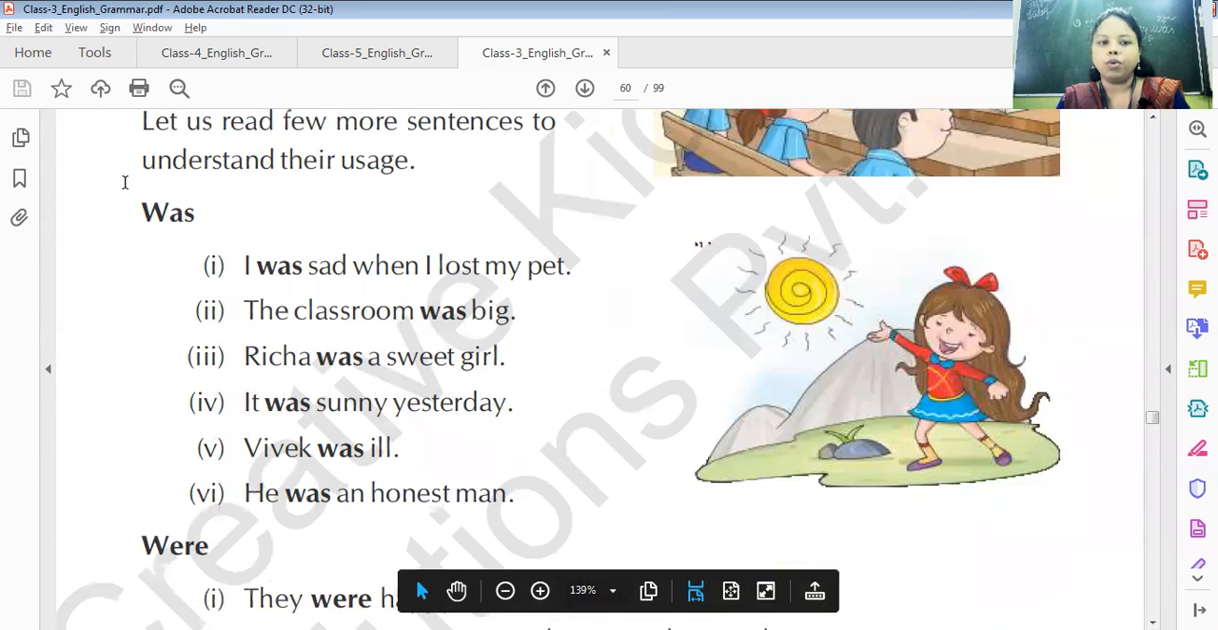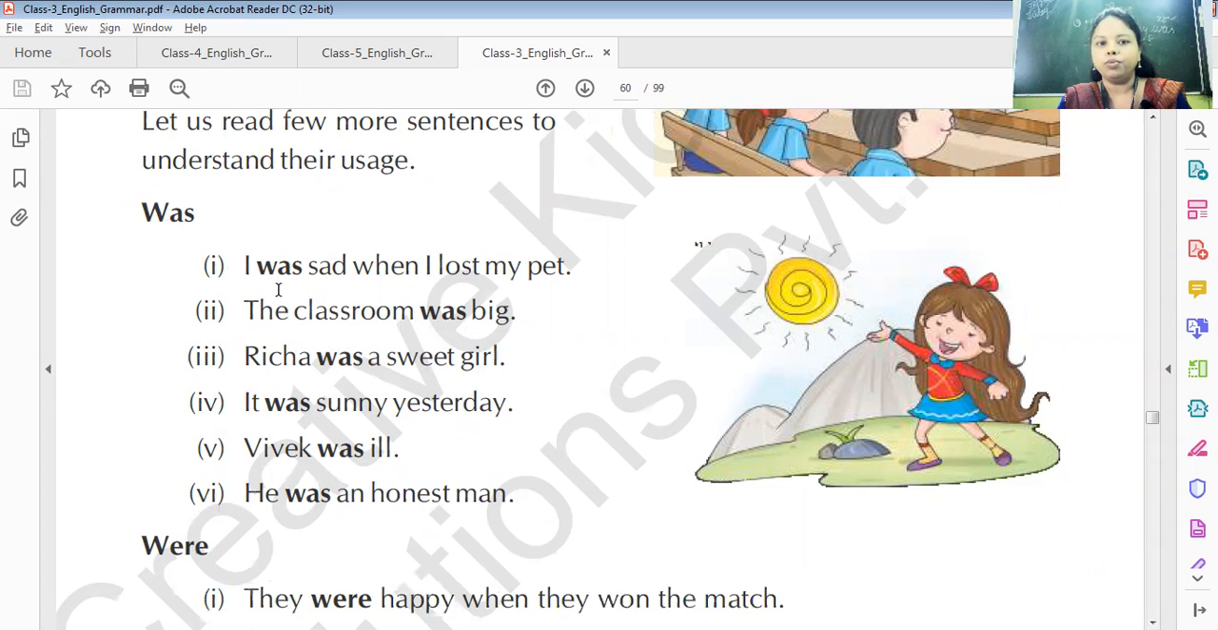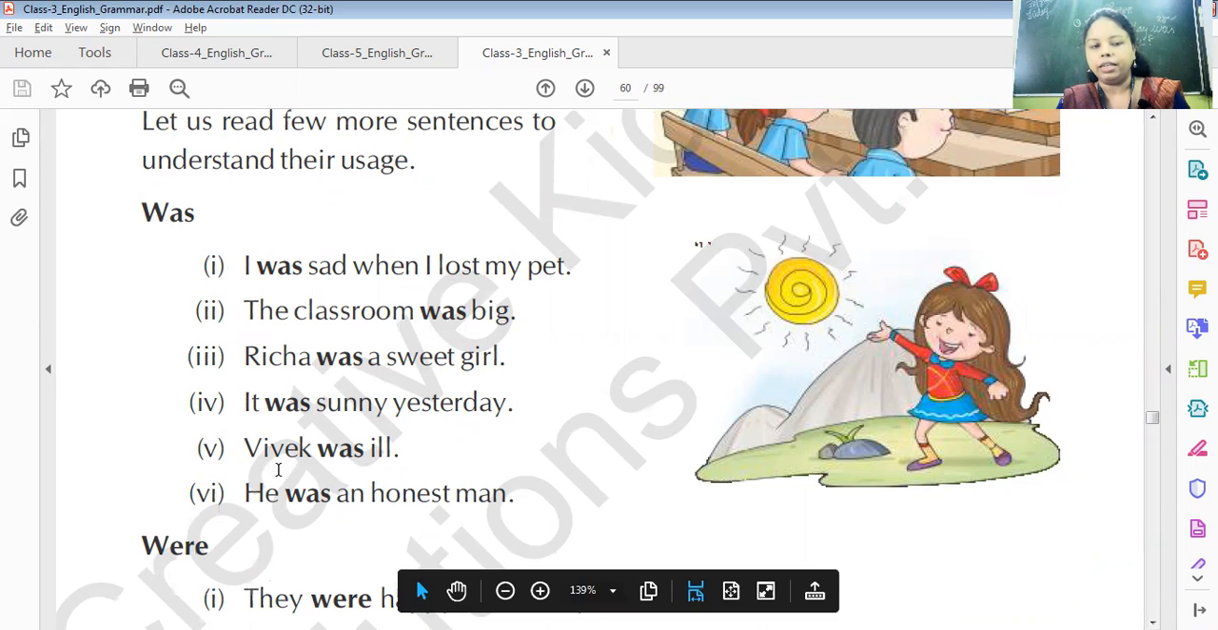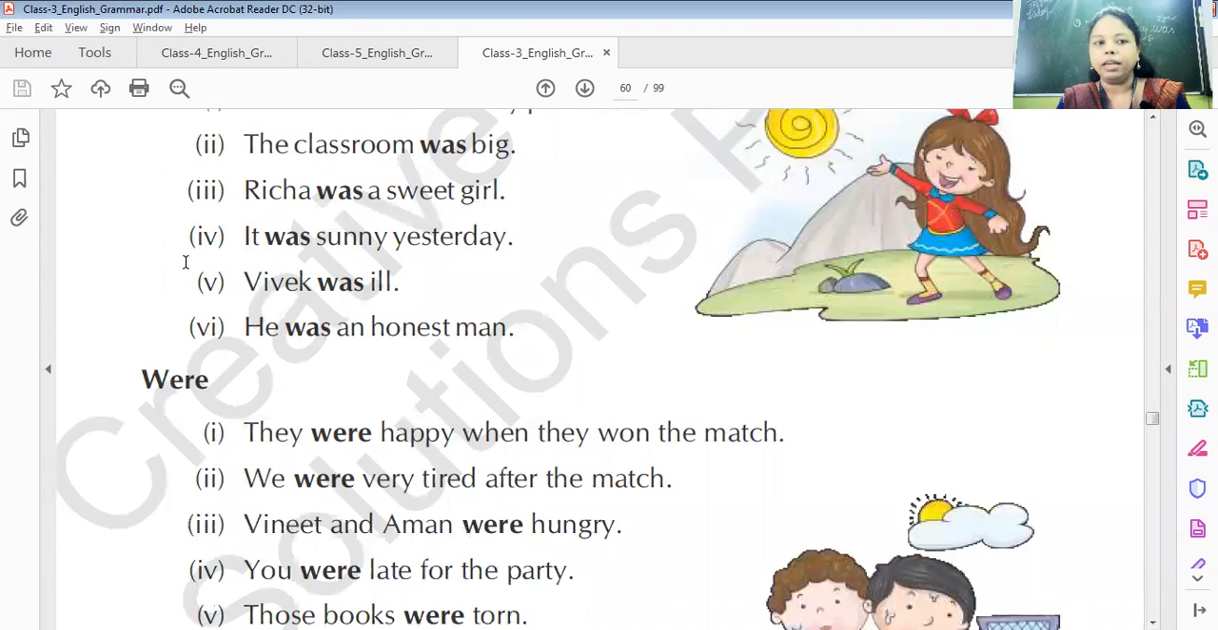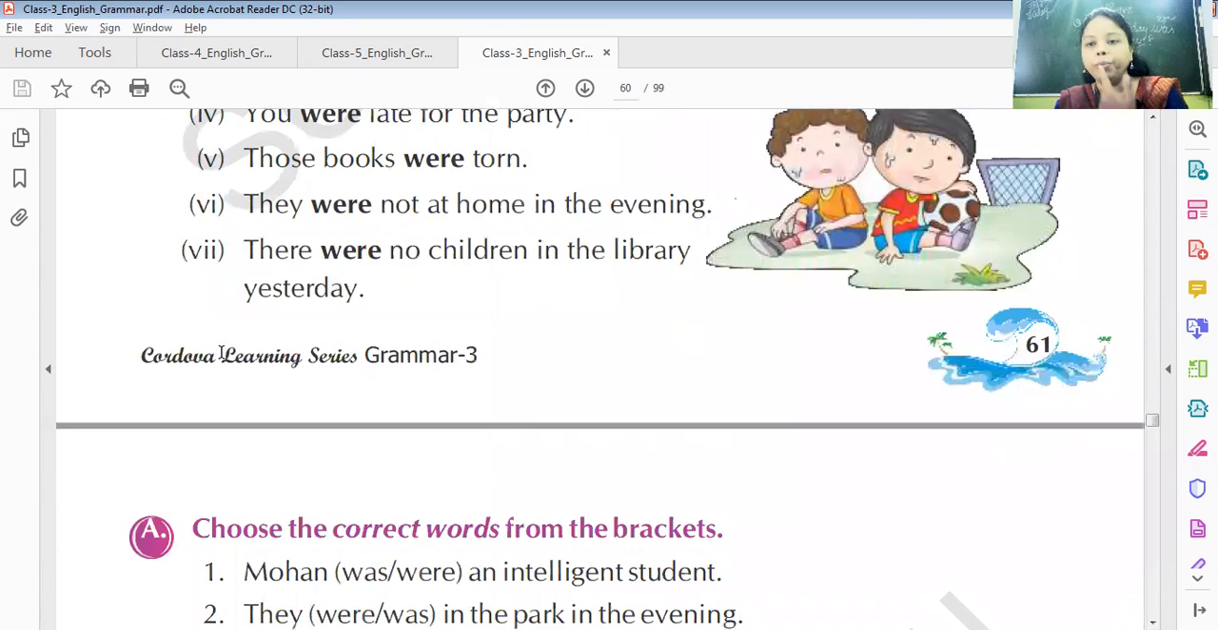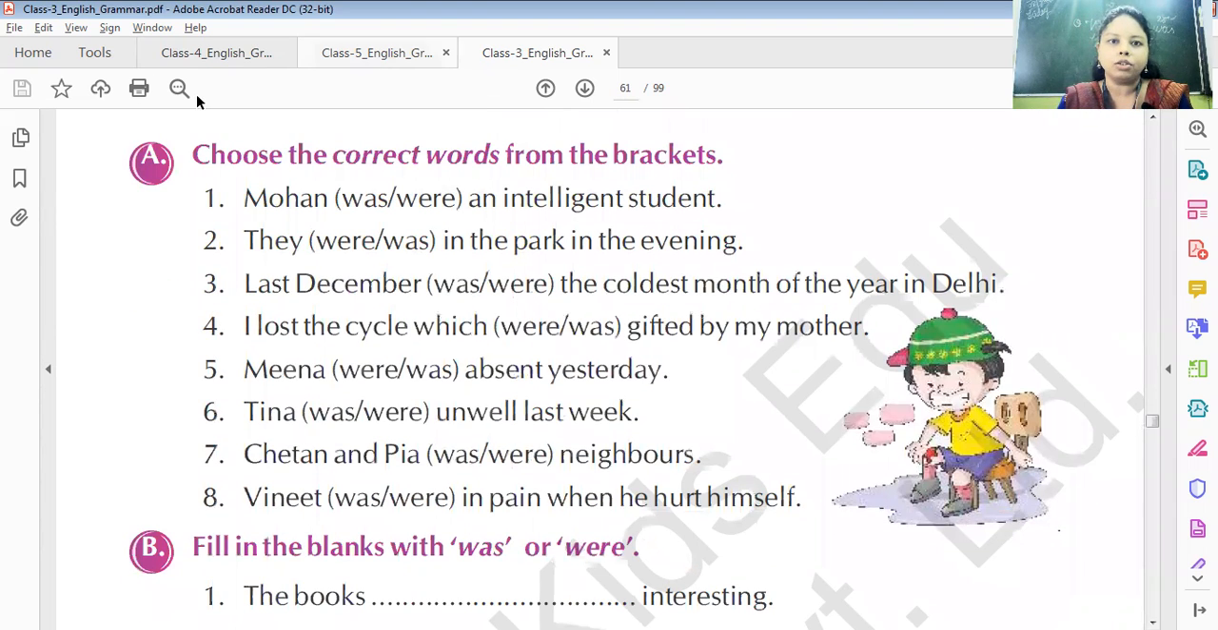So we have to use was with any singular: I, he, she, it, any singular. We have to use were with any plural like they, we, and you, and any plural pronoun. Was means "tha, thi", and were means "the". Understand? I hope you understood that. Now move to the exercise of this chapter.